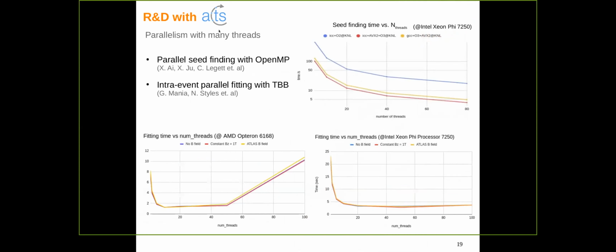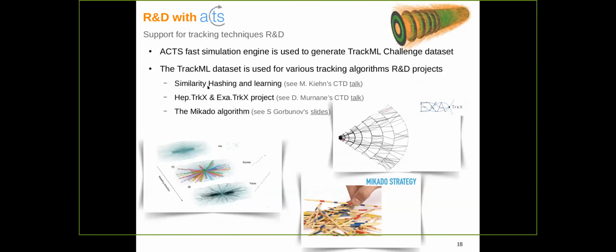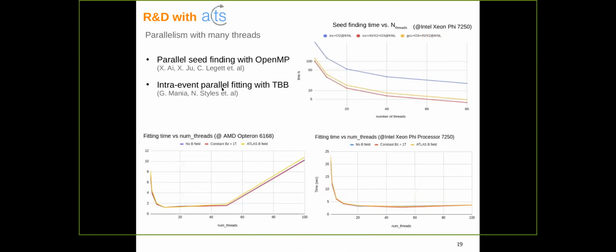In terms of the hardware exploration to explore the speed up with parallelism, we can explore that with either the multi-core or the accelerator. So actually, ACTS is supporting the parallel event execution with many cores, but there's also some perspective to explore some intra-event parallelism.